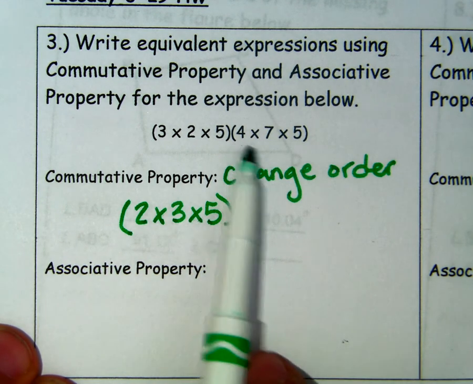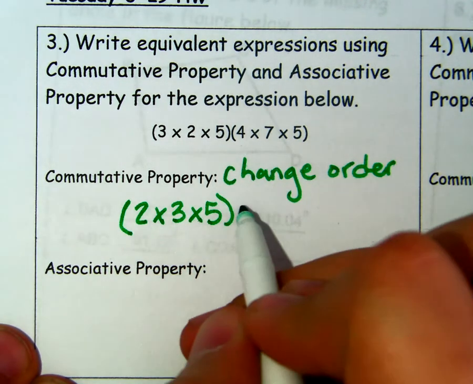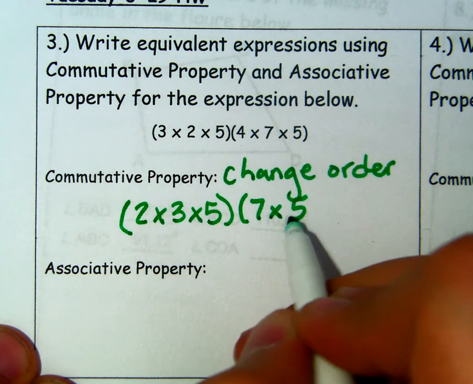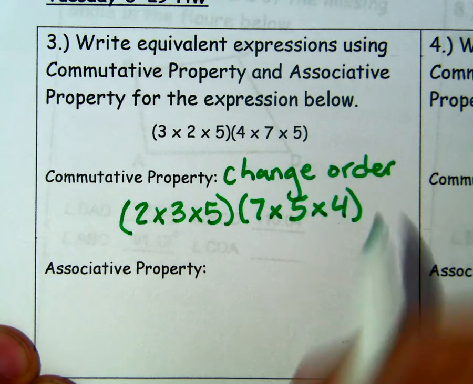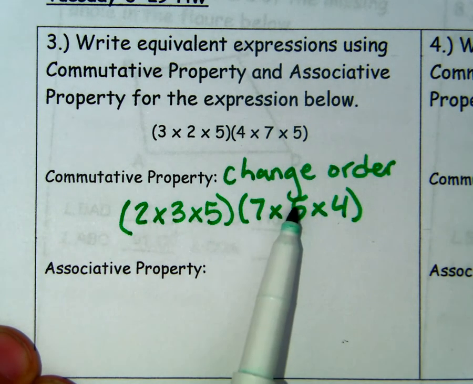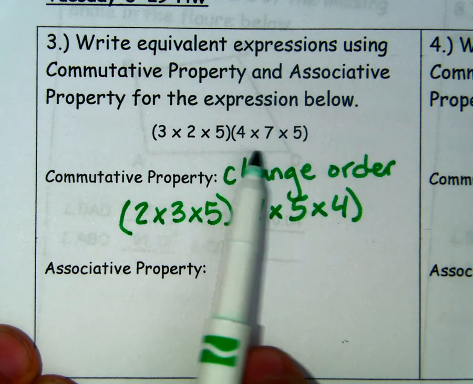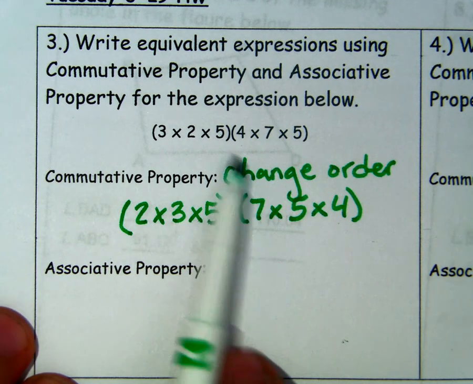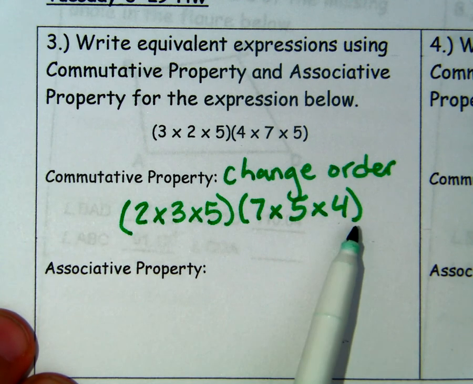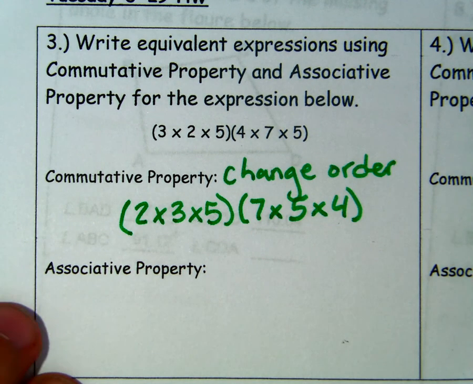And then we'll change the order in the second set of parentheses. I can change that to 7 times 5 times 4. Because we still have the 4 and the 7 and the 5. They're just in a different order than they were in the original expression. So that means that my original expression and the new expression that I made are equivalent to each other.